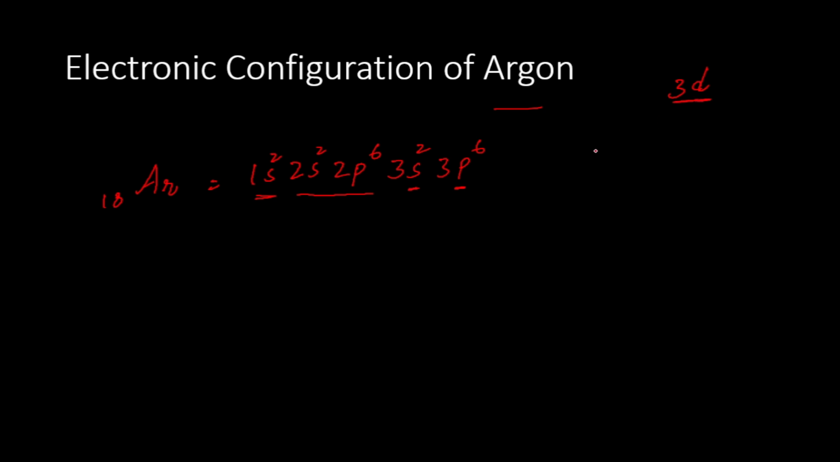But after argon, the electrons don't go to the 3d subshell. It is because the energy of the 3d subshell is high as compared to 4s. So the electrons after 3p will go to the 4s subshell rather than the 3d subshell. Here I can give you the example of potassium. Potassium has the atomic number of 19.